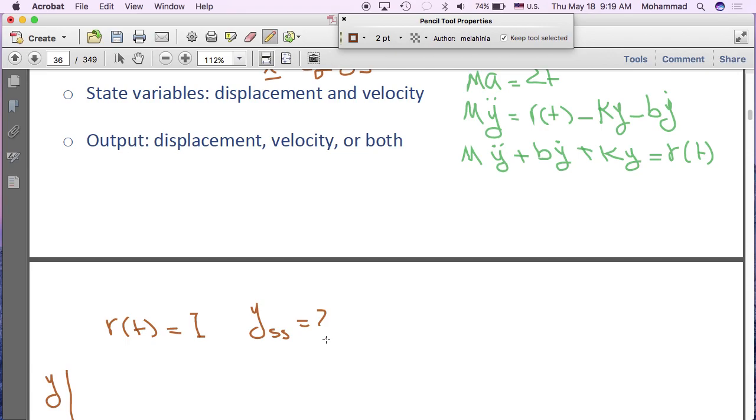Force divided by your spring constant. We know what the force is. It's 1. So what is y steady state? 1 over k. How did you get that? Because the spring constant is the force over y, and then just solve for y. And since we know that our force is 1, just put in 1 for the force. Okay. But what happened to your m y double dot and your b y dot?